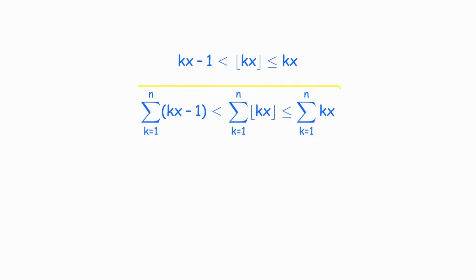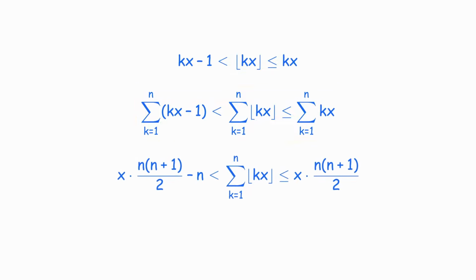Don't get scared by the expression. It's just this inequality summed from k equals 1 to n, just as in the problem statement. Taking x common on both ends of the inequality, we can write the sum of natural numbers from 1 to n as n times n plus 1 over 2. And the minus 1, when summed from k equals 1 to n, becomes n.